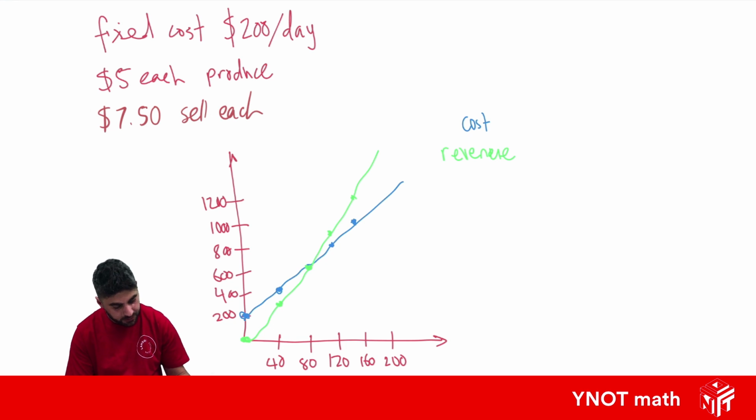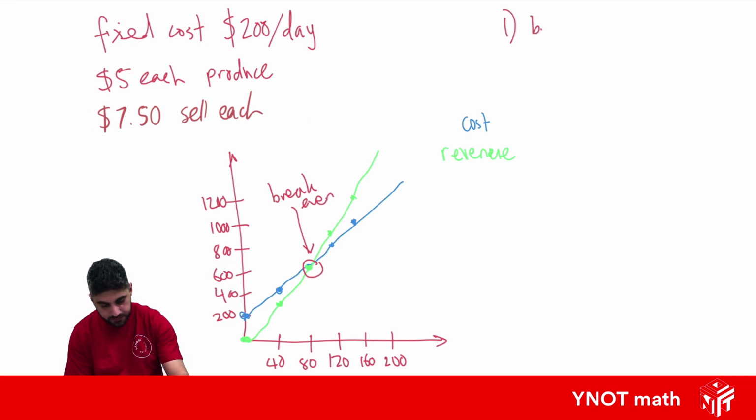Now we should be able to answer a few questions. So, how many burgers does it take for us to break even? Well, the break-even point is where the two lines intersect, because that's where our cost equals our revenue, and we're not making any profit there. So that's always our break-even point. And for our break-even point, we need to sell 80 burgers.